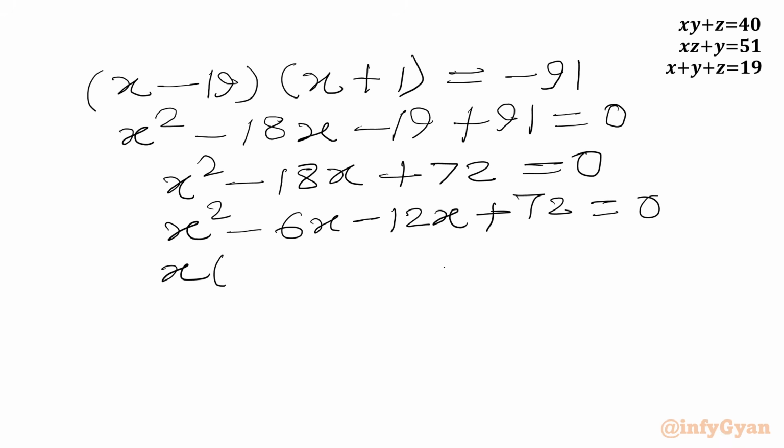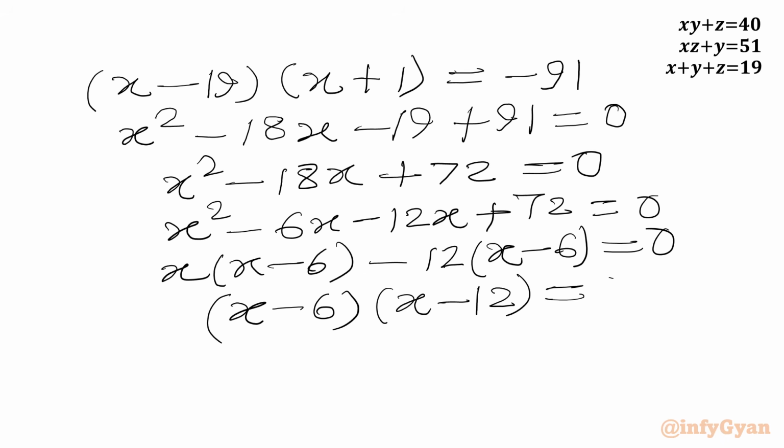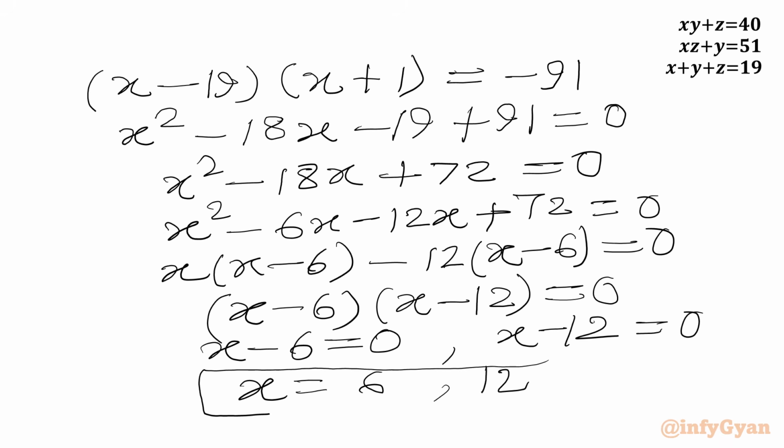From first two terms X is common. We will write X minus 6. From next two minus 12 is common. So we will write X minus 6 equal to 0. Now X minus 6 is common. We will get X minus 6 times X minus 12 equal to 0. Now we'll use product 0 rule. So either X minus 6 equal to 0 or X minus 12 equal to 0. So from here X will be equal to 6. From here X will be equal to 12. Now we have two X values, X equal to 6, X equal to 12.